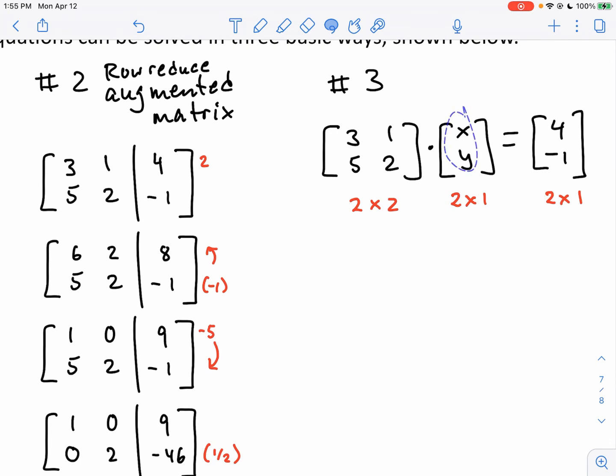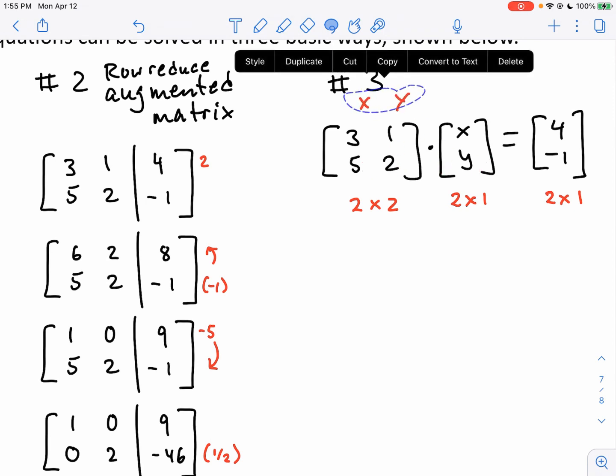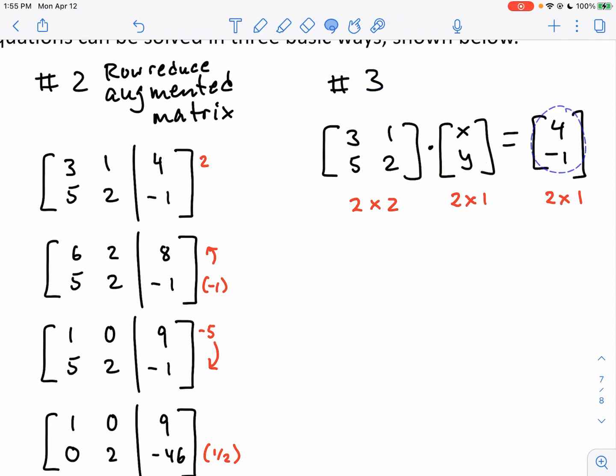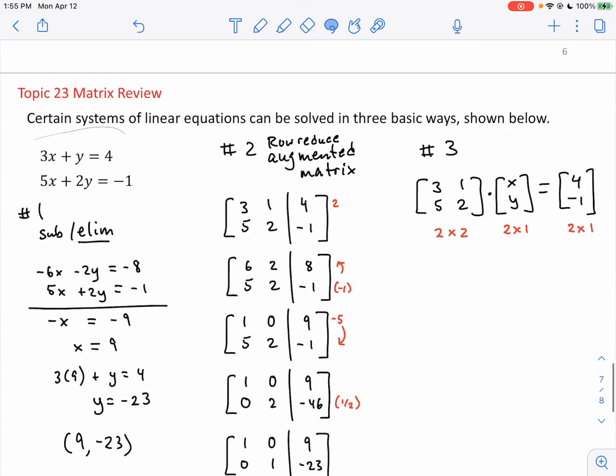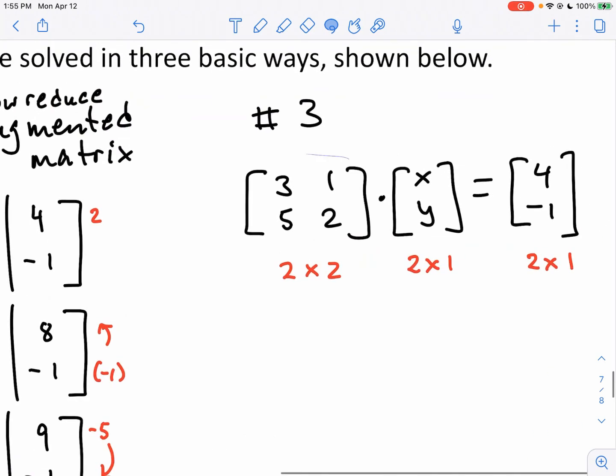And you would do this multiplication by taking the xy, dragging it up here, x and y, and then dropping them down onto the 1 and 3, or 3 and 1, and then multiplying and adding. So this would read 3x plus 1y, in other words, 3x plus y. And this would read 5x plus 2y. And that would be equal to these numbers respectively over here, 4 and negative 1. So we're just expressing this system of equations as a single matrix equation.